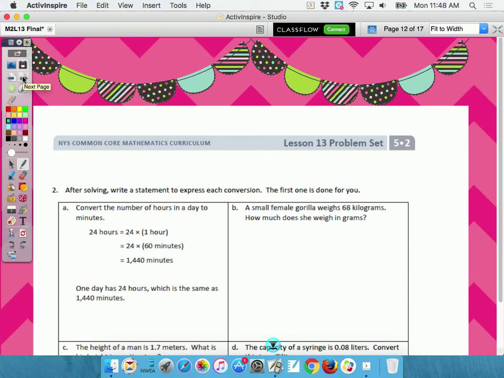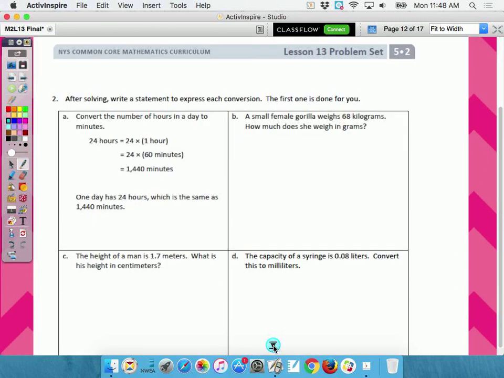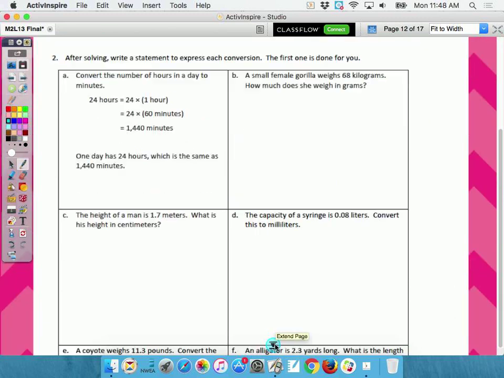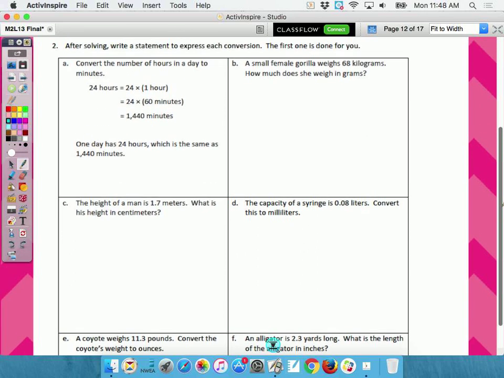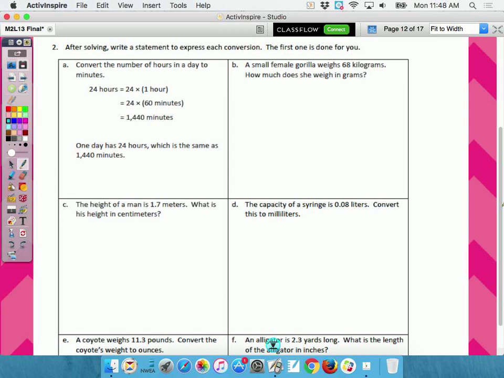These are a little bit different. These are like mini word problems. So B is talking about a gorilla. And I want you to tell me what to underline in this little mini word problem, okay? A small female gorilla weighs 68 kilograms. How much does she weigh in grams?